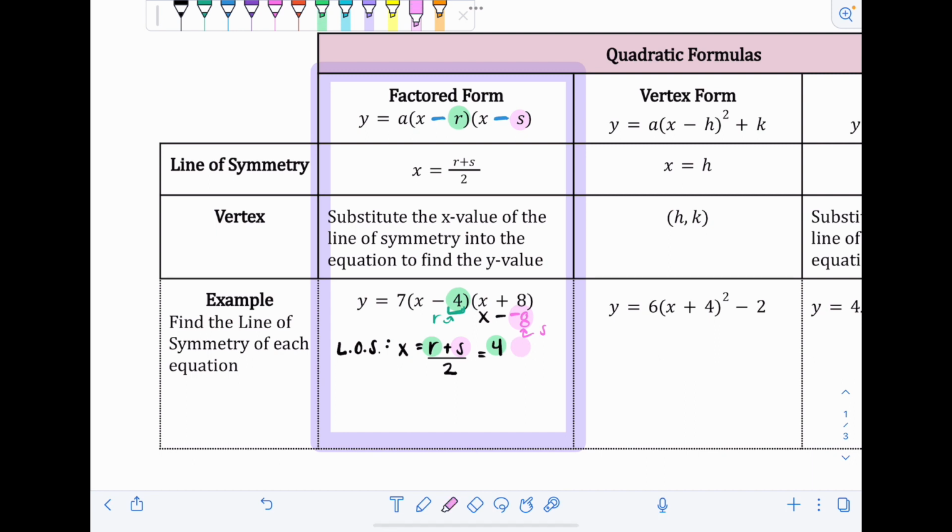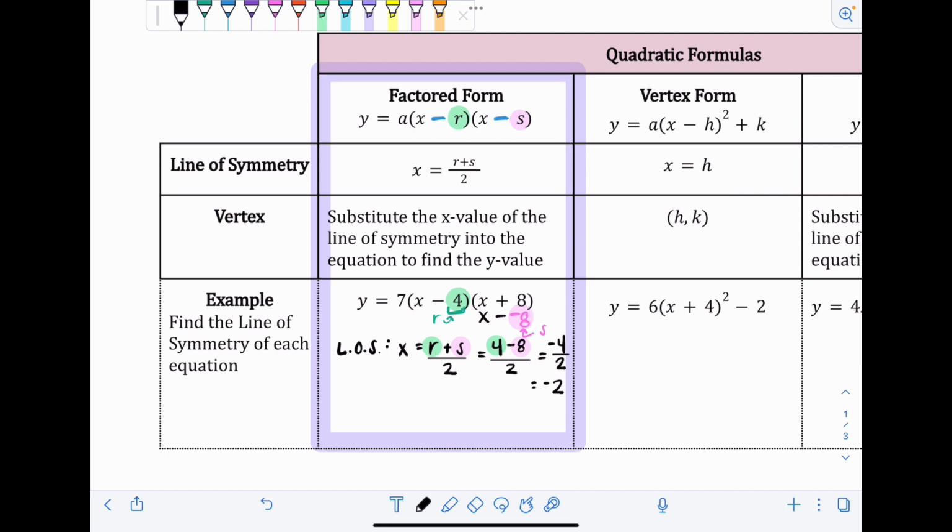You can either write plus negative 8 or just a minus 8 is fine also. It means the same thing. And then over 2. And then we'll subtract: 4 minus 8 is negative 4 over 2. And then negative 4 over 2 means we're dividing, so negative 4 divided by 2 is negative 2.